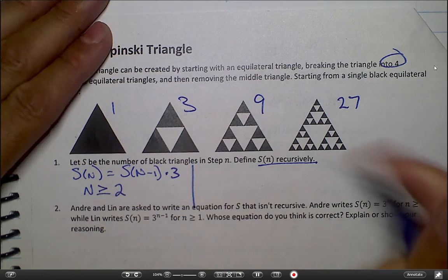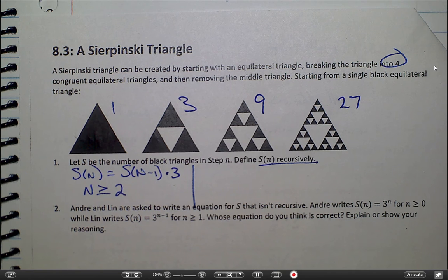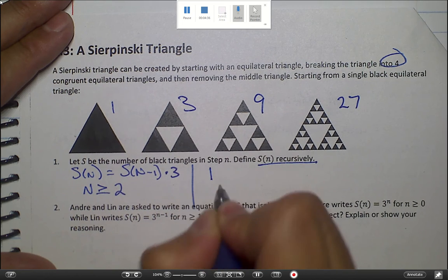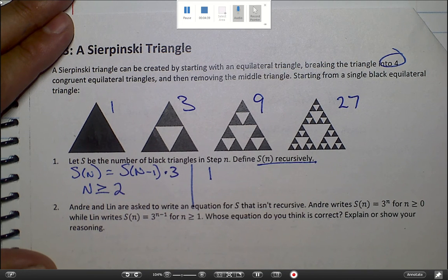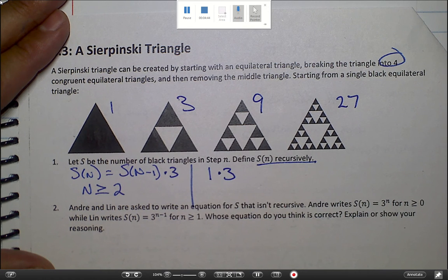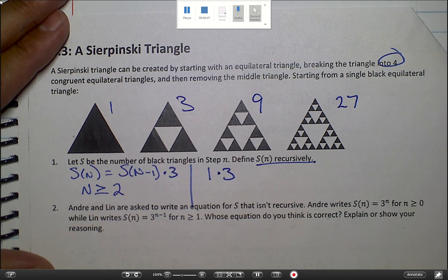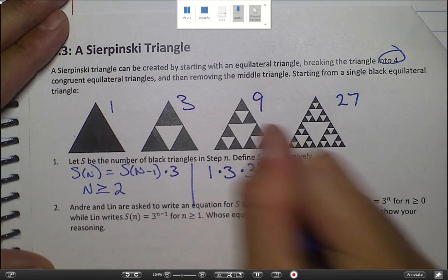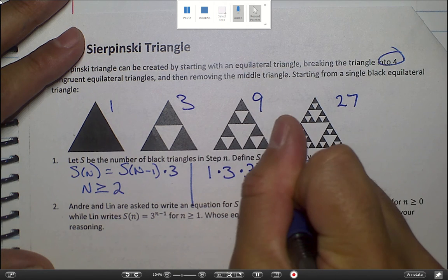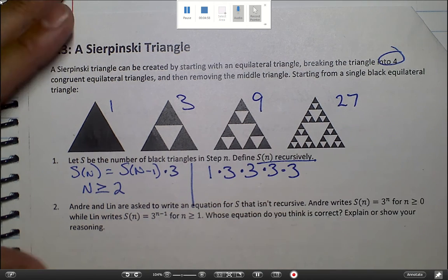Now, before we actually get into all this other stuff, I'm going to show you guys what is non-recursive. So how do I start this out? My first number is 1. How do I get to the second number? Times 3, right? So I multiply by 3. How do I get to the next number? Times 3, right? And the next one, and the next one.